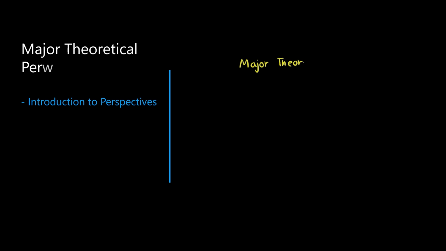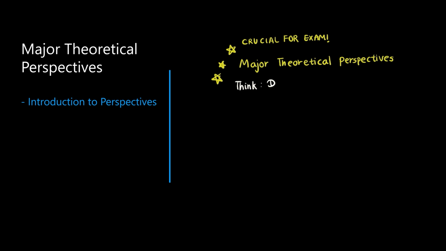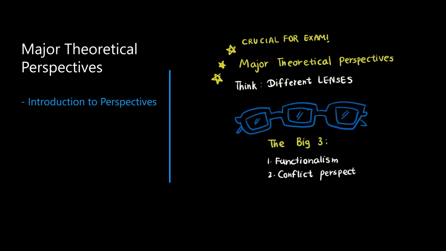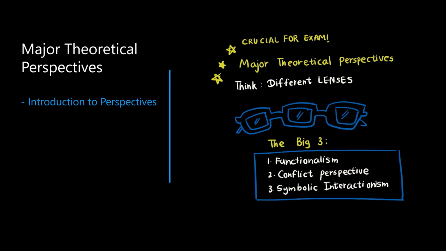Now, we need to talk about the major theoretical perspectives in sociology. This is crucial for your exam because you'll definitely be asked to identify and apply these perspectives. Think of theoretical perspectives as different lenses through which you can view social phenomena. Each lens reveals different aspects of social reality, and each has strengths and limitations. The three traditional approaches are functionalism, conflict perspective, and symbolic interactionism.